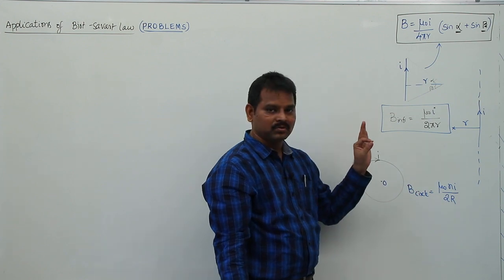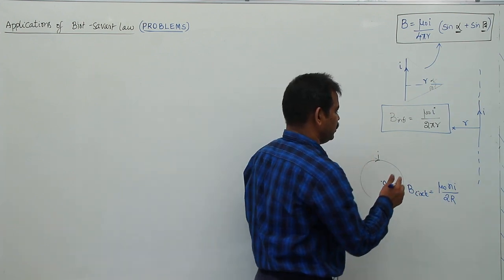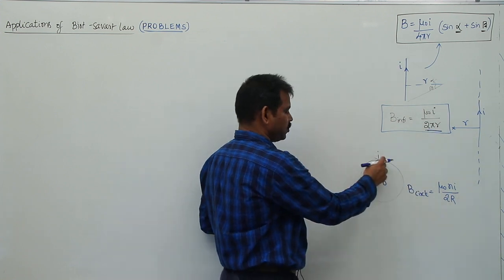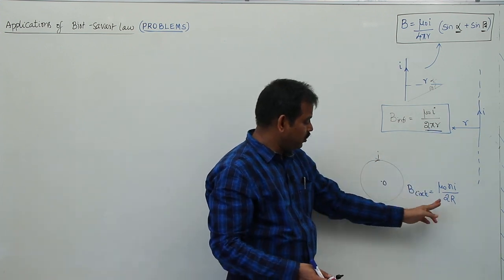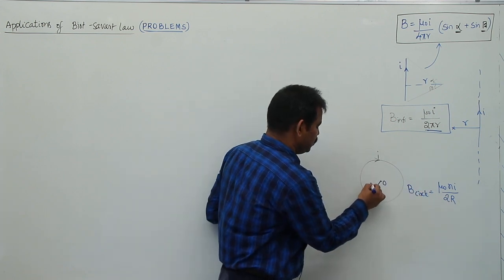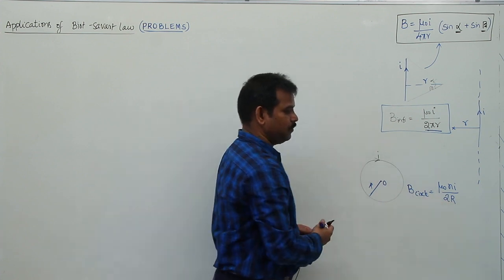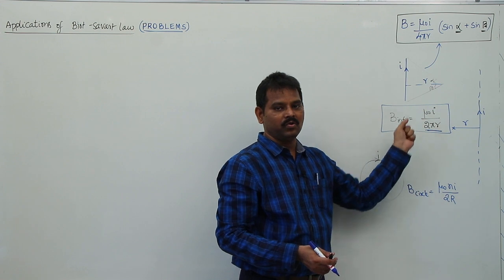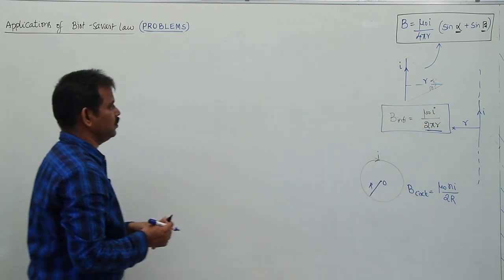But generally from high school standard, we know 2 pi r is the circumference of a circular coil. But here you will not get 2 pi r. Remember this point, this is the radius of this one, you will have only 2r here. But for a wire you will get 2 pi r. This is the point that you have to remember while solving the problems on this Biot-Savart law.